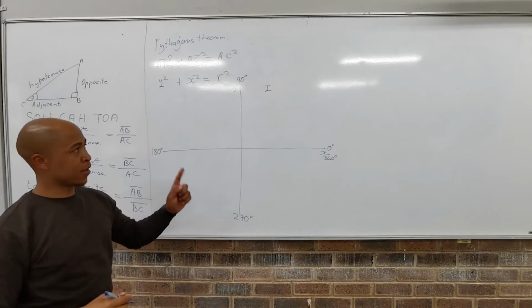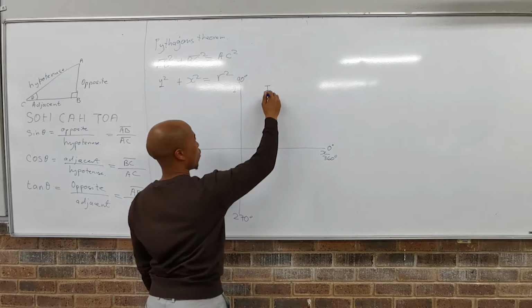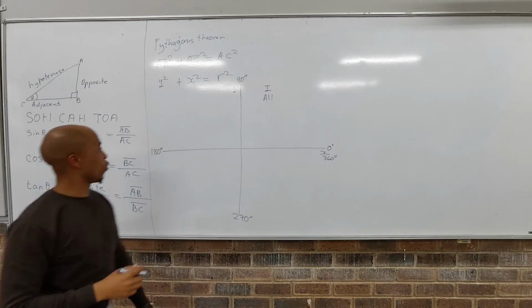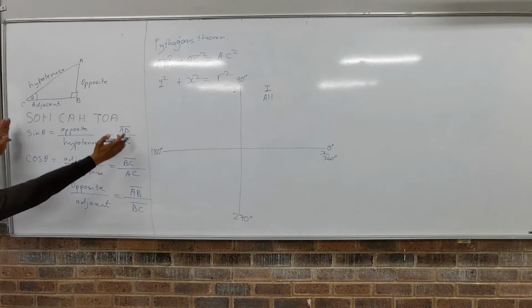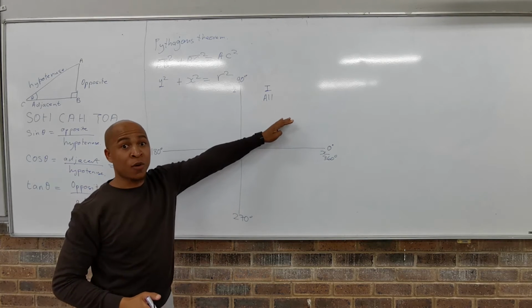So in the first quadrant, we have A. A refers to all. What do we mean by all? We mean all the trigonometric ratios in the first quadrant are positive.